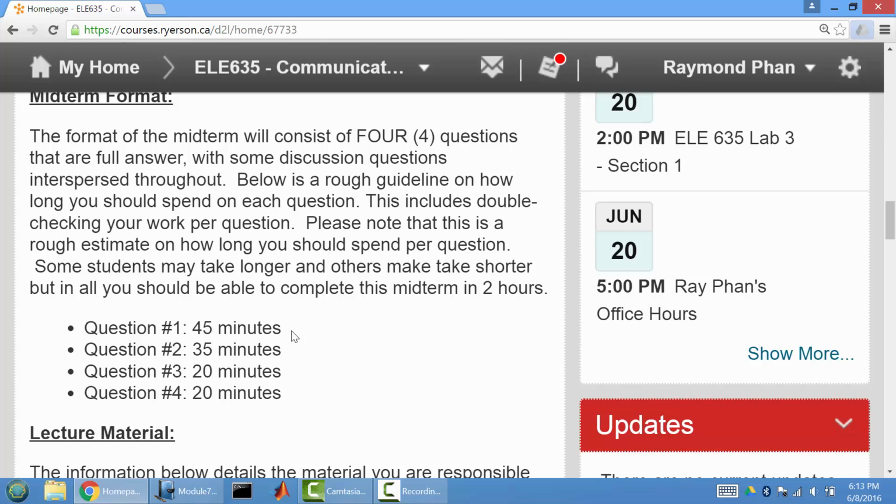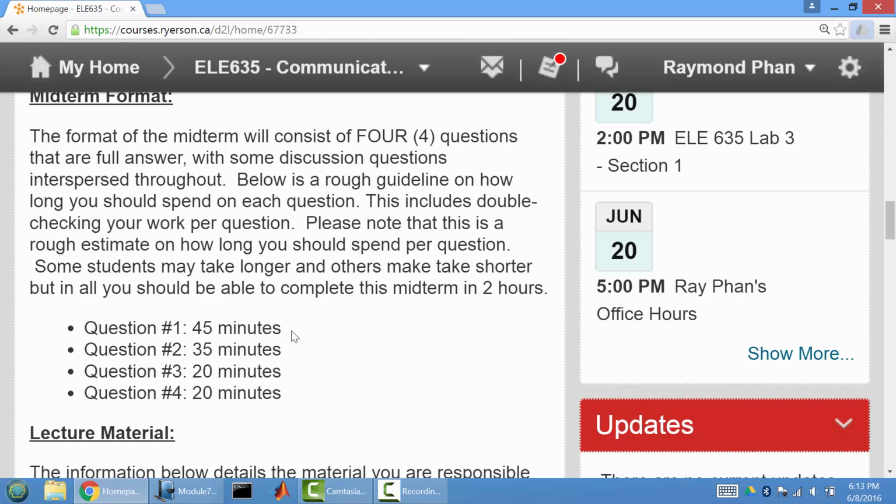The first question is going to take a little longer. It tests whether you know the theory behind all the topics that we covered in class. It does include calculations, and as you go towards the end, the difficulty decreases more and more, so it gives you kind of a reward when you get to the end of the exam. So 45 minutes for the first question, 35 for the second, and then 20 minutes for each of the other 2.